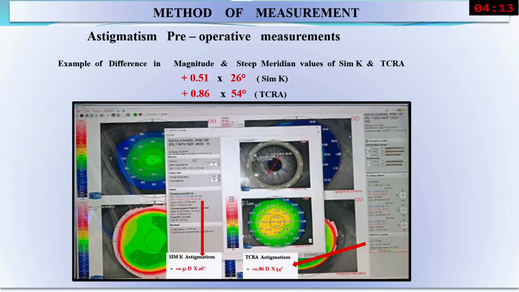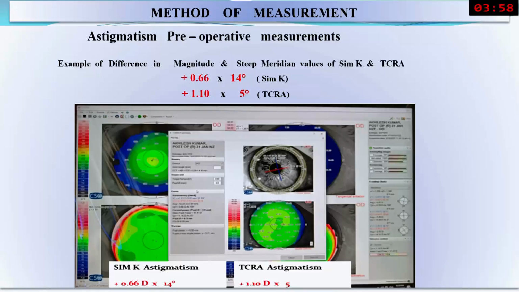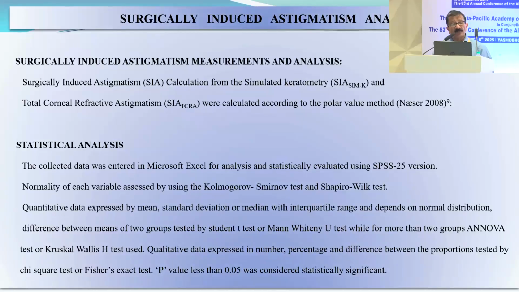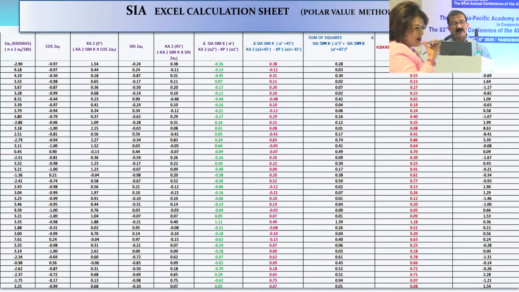Now, the pre-operative astigmatism measurement differences were observed based on the SimK and the refractive astigmatism. In this example, there is a difference of 0.35 diopters in the magnitude and a 28-degree difference in the axis. This is another example showing 0.5 diopter magnitude difference and 9-degree axis difference. This is another example showing 40 degrees of axis difference. Now, those SIA were calculated and analyzed according to the Holladay vector method, and this is the Excel sheet showing the calculations.